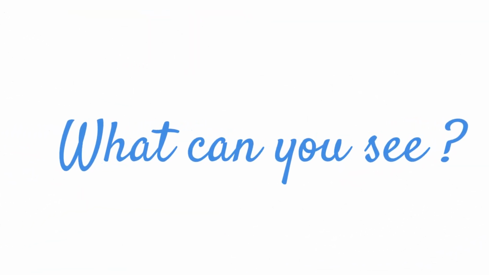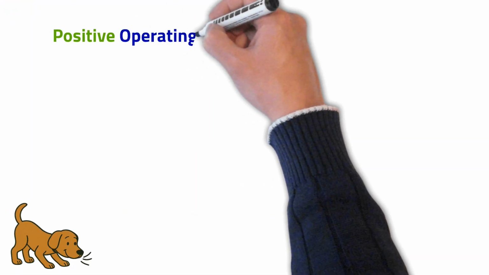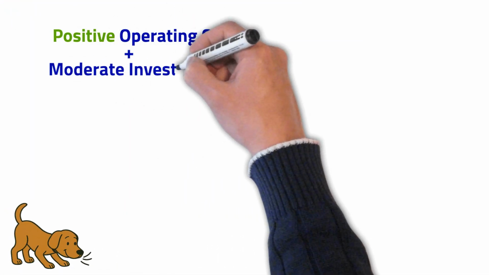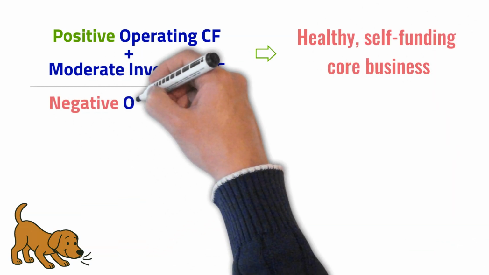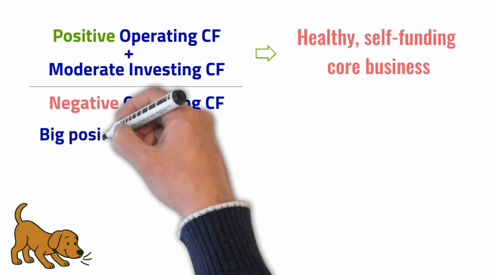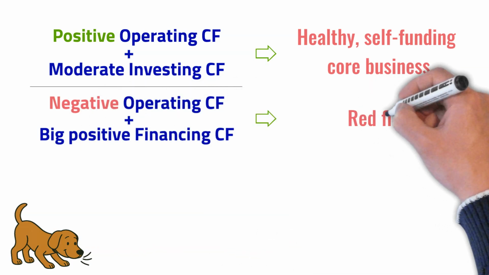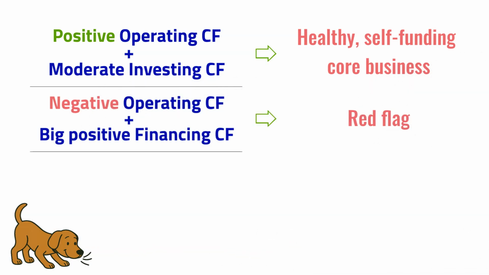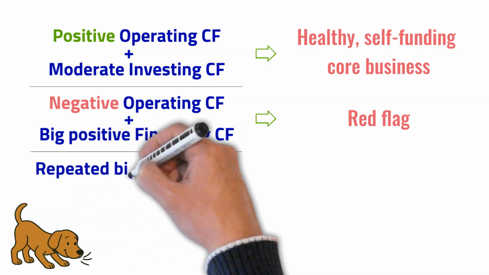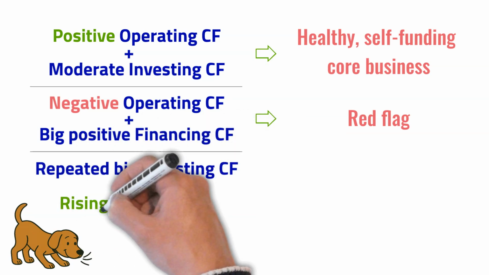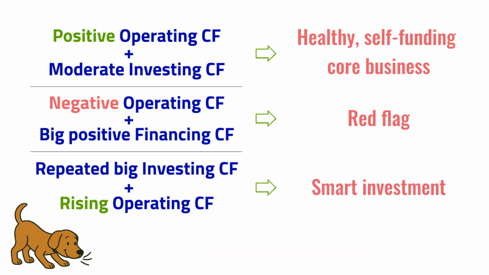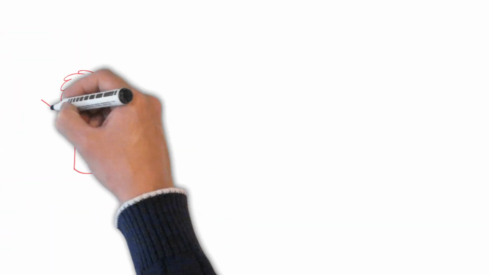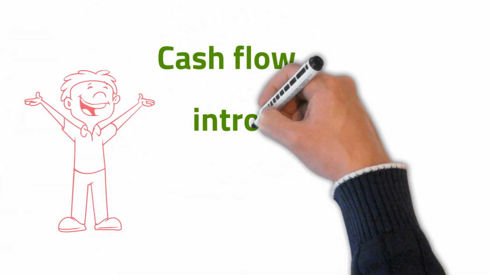What can you see from cash flow? Briefly, positive operating cash flow plus moderate investing cash flow means a healthy core business which funds its growth. Negative operating, but big positive financing cash flow, lots of loans, is a red flag. Cash comes from lenders, not operations. Repeated big investing cash flow followed by rising operating cash flow in later years means smart long-term investment is paying off. So, we are through the introduction to the cash flow for today.